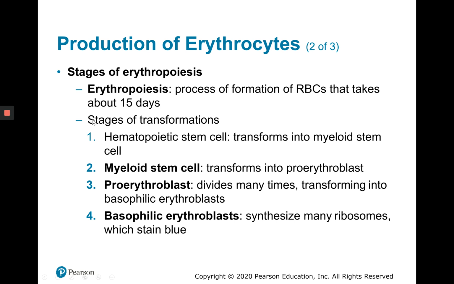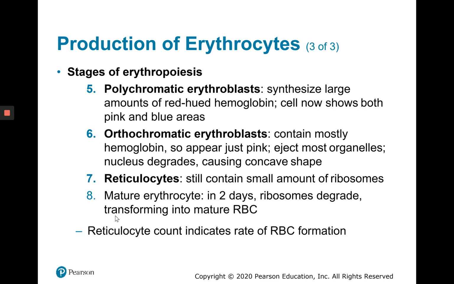So there's a couple of stages of transformation. Of course, we're going to start with our hematopoietic stem cell, which then will transform into a myeloid stem cell, then a proerythroblast, and then we'll go through a couple of different stages of erythroblasts. That's after the proerythroblast. Those include the basophilic, polychromatic, and orthochromatic erythroblasts. And then finally, the developing erythrocytes will become reticulocytes. Reticulocytes are considered immature red blood cells, but they're almost a mature red blood cell. They're almost a mature erythrocyte.